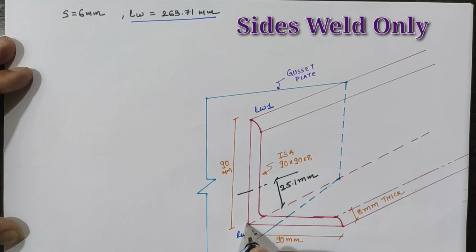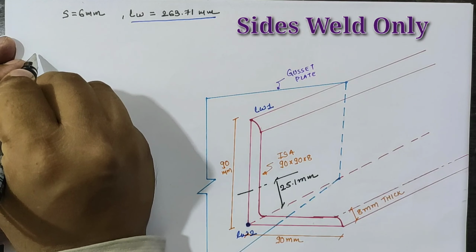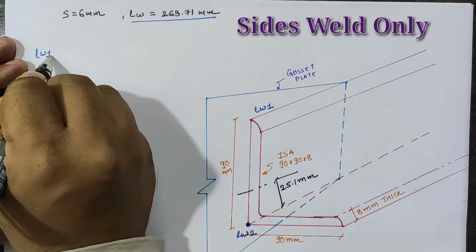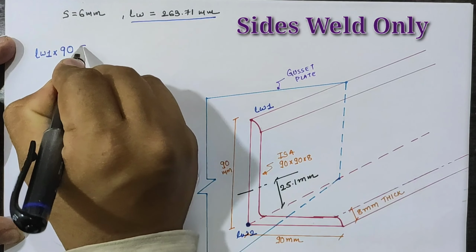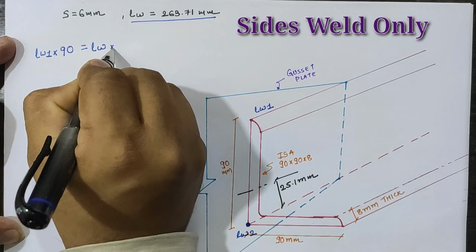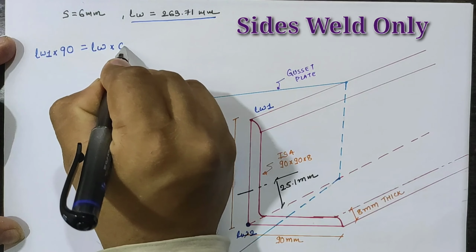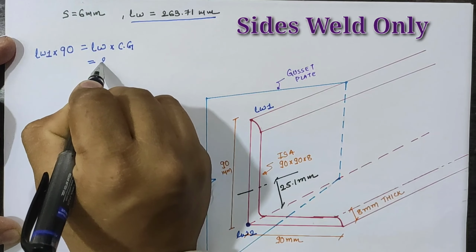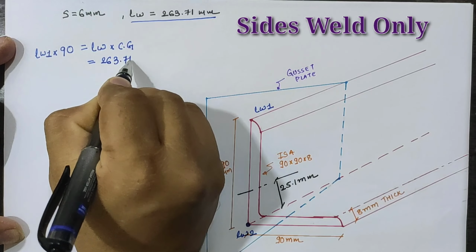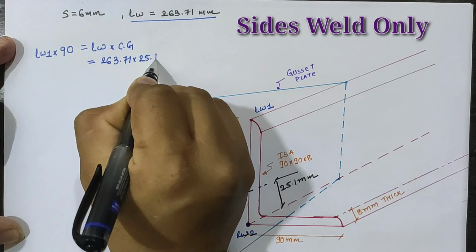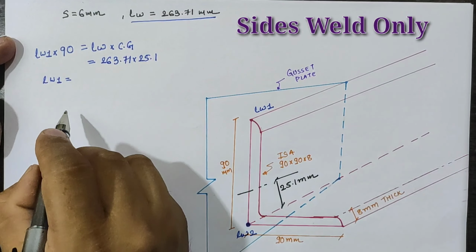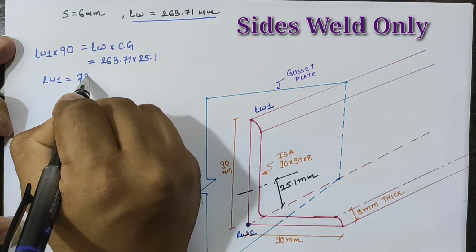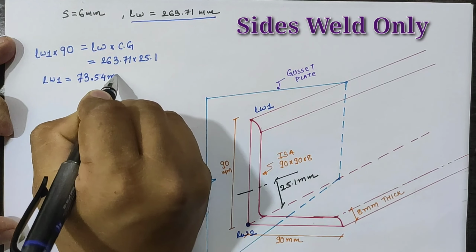Now assuming that at the bottom portion, if we take the moment, then LW1 into total height, which is equal to 90, is equal to the length of weld required into the CG distance, which is equal to 263.71 into 25.1. So the length of weld at the top, which is equal to LW1, is 73.54 mm.